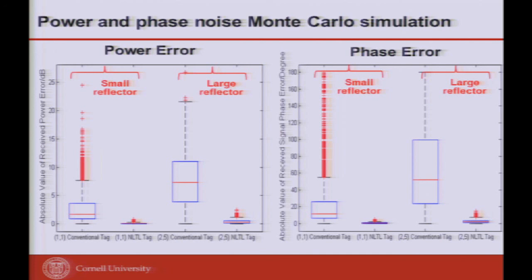Okay, so if you look at the nonlinear harmonic reflections, these are much more reduced, even in the worst case, with much smaller phase error as well. That's what the Monte Carlo simulation tries to tell you, how much you improve. It doesn't eliminate the entire problem, but it dramatically improves the signal to interference ratio and the phase noise of the reflected wave.